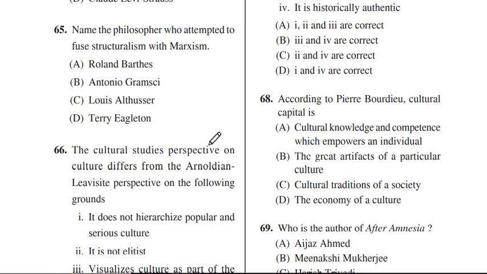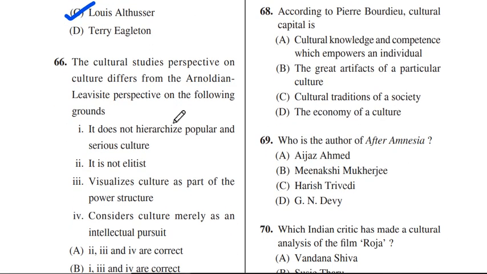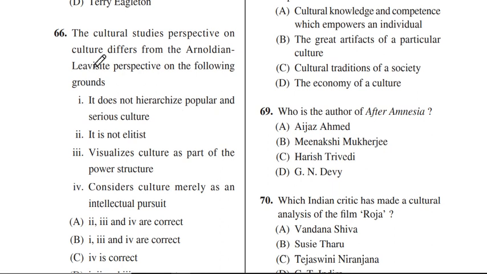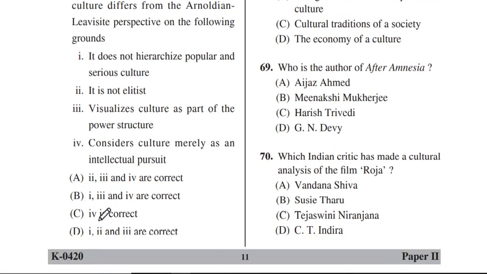Next one, 65. Name the philosopher who attempted to fuse structuralism with Marxism. Louis Althusser. Next one, the cultural studies perspective on culture differs from the Arnoldian Leavisite perspective on the following grounds. The correct answer is D. 1, 2, 3 are correct. It does not hierarchize popular and serious culture. It is not holistic. It visualizes culture as a part of the power structure.